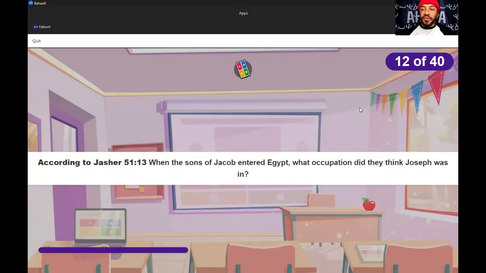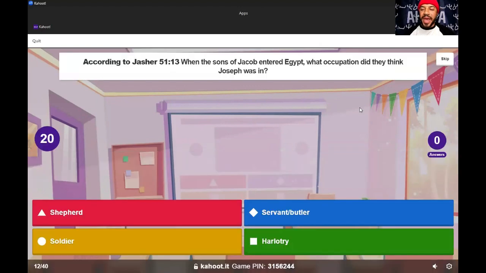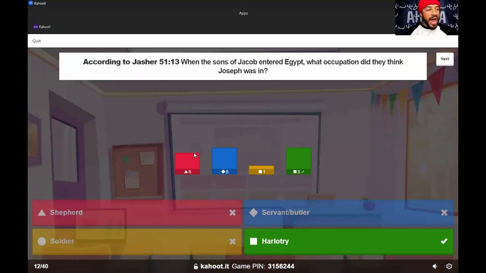According to Jasher 51:13, when the sons of Jacob entered Egypt, what occupation did they think Joseph was in? Red, shepherd. Blue, servant. Yellow, a soldier. Or green, harlotry. What did they think Joseph was doing? Wow, what a divide. Harlotry. Does that blow your mind?